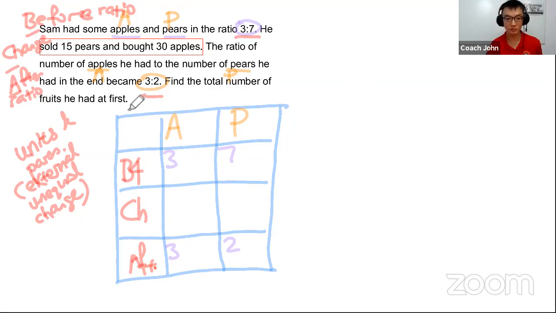Now, what about SOT 15? SOT means less, right? So SOT is minus. Board means you have some more, so board means plus.